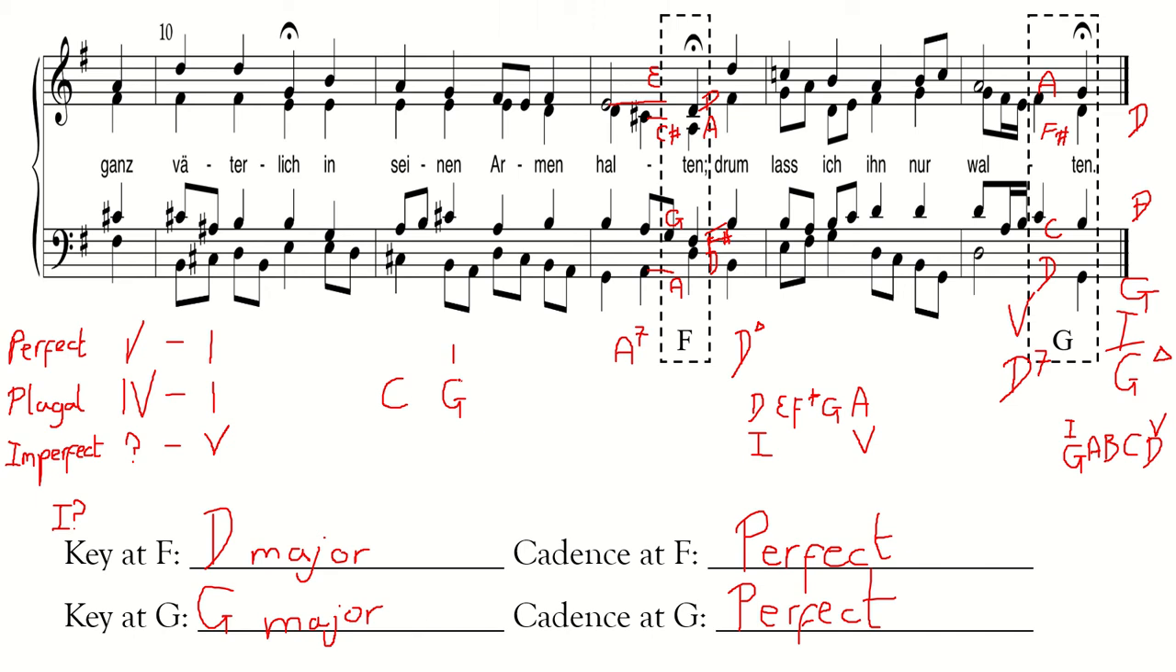Well, if we make the assumption that this is our 1 chord, then G, A, B, C, that would be a 4. And we check, is that a cadence? Yes, it is. It's a Plagal cadence, so we'd write down Plagal.